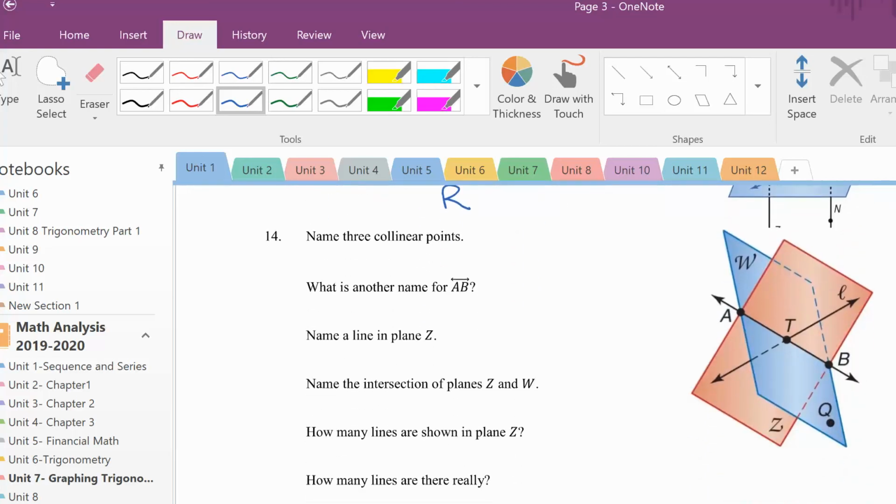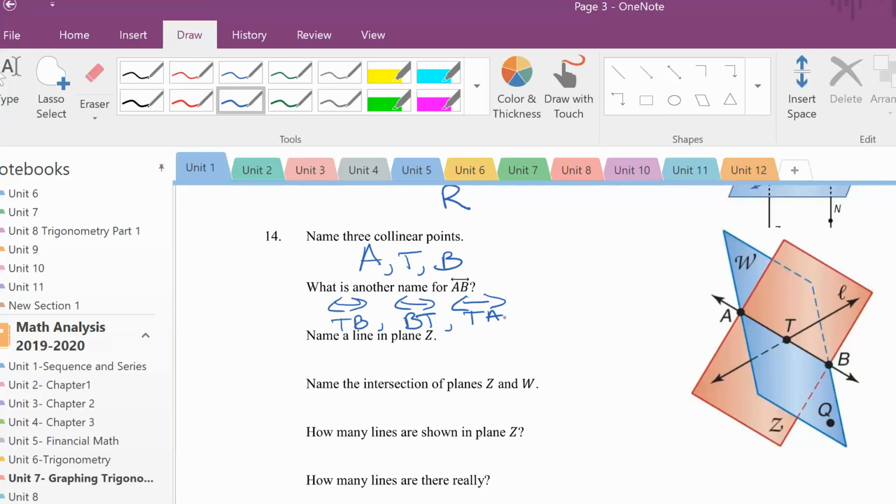So here's another diagram. Name 3 collinear points. You could say A, T, and B. Those are collinear. What is another name for line AB? Well, you could say it's line TB. You could say it's line BT. You could say it's line TA. Those are 3 options that you have.